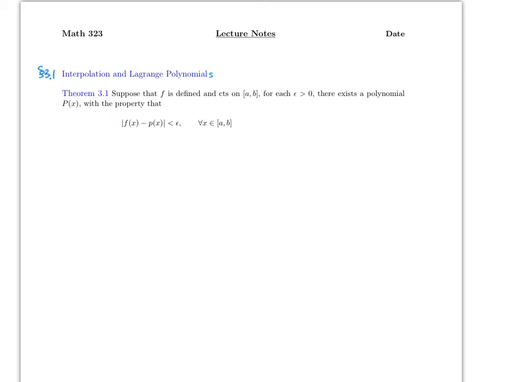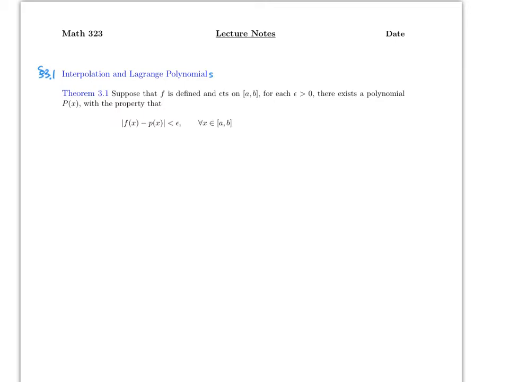Suppose that you have a function that is continuous on the closed interval a and b. Therefore, for each epsilon bigger than 0, you can find a polynomial p of x with the following property, which means that for every function, you can always find a polynomial such that the distance between them is very small. Or this is a good approximation to f of x for all the x that are in the closed interval.